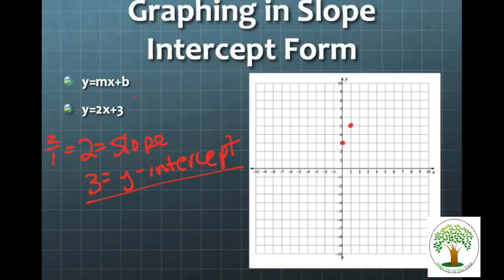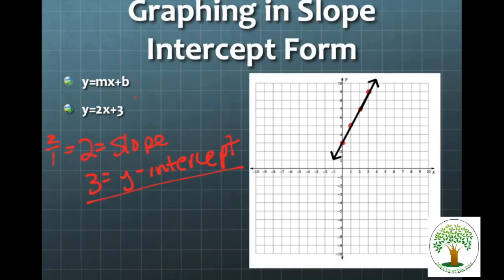We can do that again. We're going to go up 2 and over 1. Or we could go up 2 and over 1. We can do this as much as we want. Next thing we do is we draw our line. And make sure that you put arrows at the end of your line.